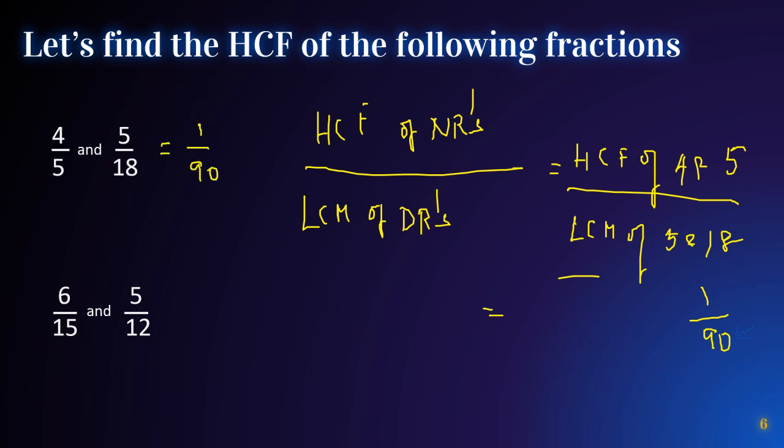Same way let's do this. This will be the HCF of 6 and 5, which is just 1, and the LCM of 5 and 12. So let's try to find the LCM of 12 and 15. I can easily go with 3. So this will be 4 and 5. Co-primes, so I'll directly take 3 fours, 12, into 5 gives me 60. So the LCM of 12 and 15 is 60. So the HCF of 6 by 15 and 5 by 12 is 1 by 60 indeed.